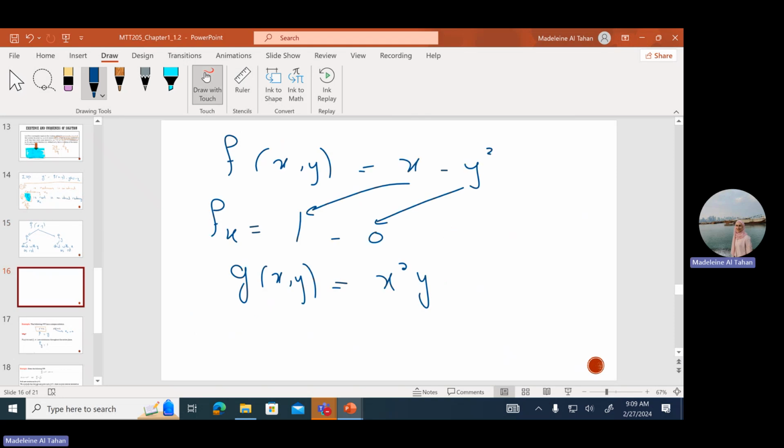So we have g of x, y equals x squared y. We need to find g_y. This one, x squared, is what? Constant, right? Constant times y. The derivative of y is 1, right? And the constant, I will copy it again.